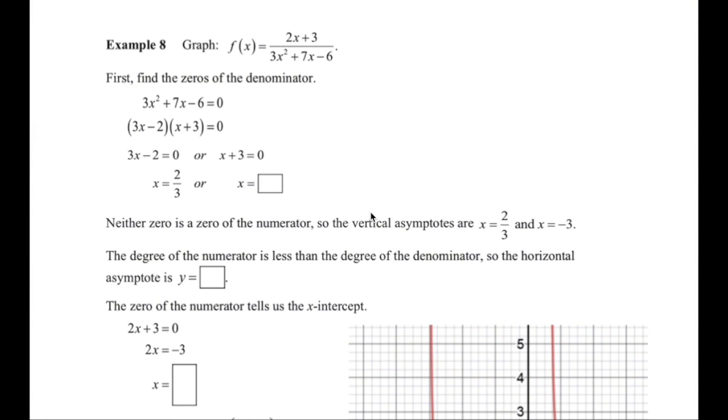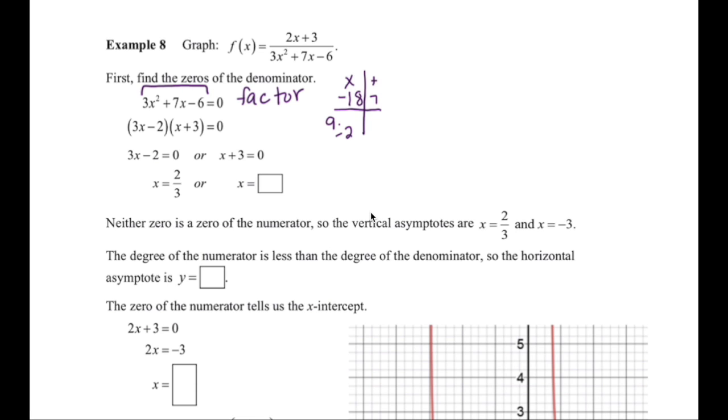(2x plus 3) over (3x squared plus 7x minus 6). Let's first find the zeros of the denominator so we can identify any vertical asymptotes. I need to factor that 3x squared plus 7x minus 6 in order to determine where it's equal to 0. I have a larger number in front of x squared, so I need to find what is 3 times negative 6, which is negative 18. Multiply to negative 18, but add to the middle number of 7. This provides us with 9 times negative 2, which adds to 7.